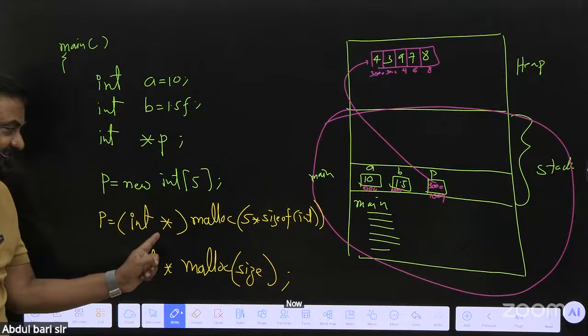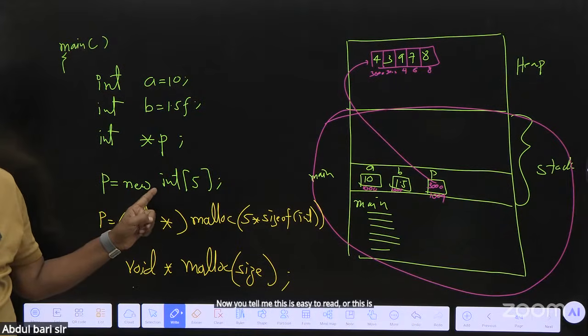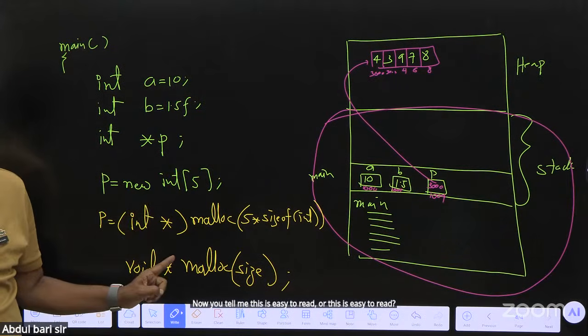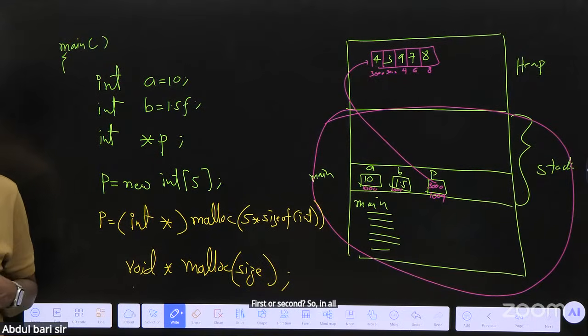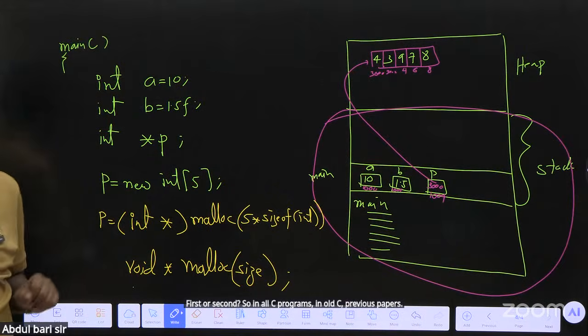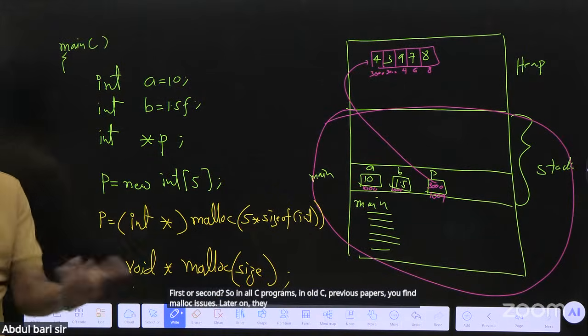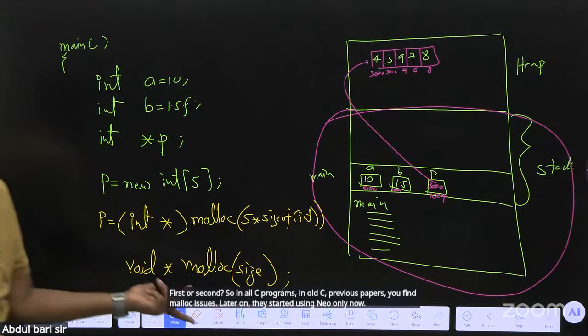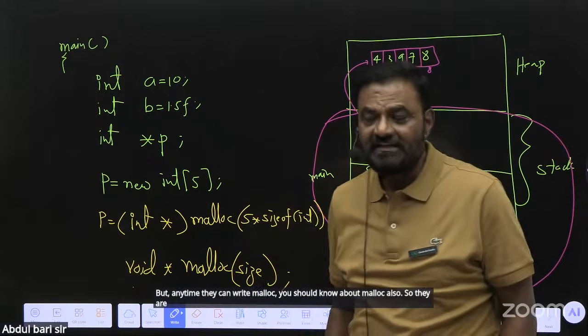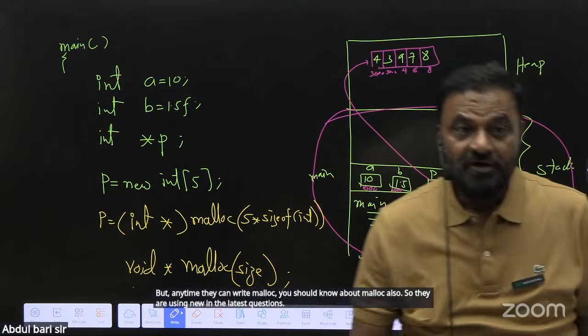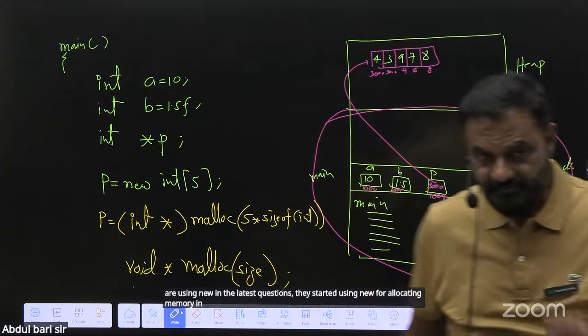Now you tell me, is this easy to read or this easy to read? First or second? First. So in old C programs, meaning previous papers, you find malloc used. Later on, they started using new only. But anytime they can write malloc, so you should know about malloc also. In the latest questions, they started using new for allocating memory in heap.